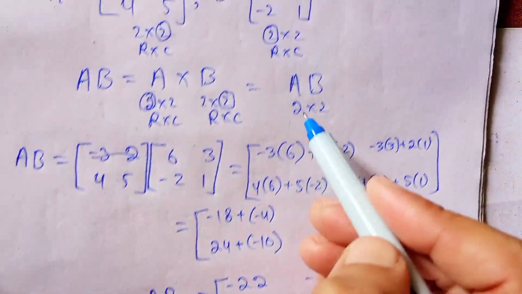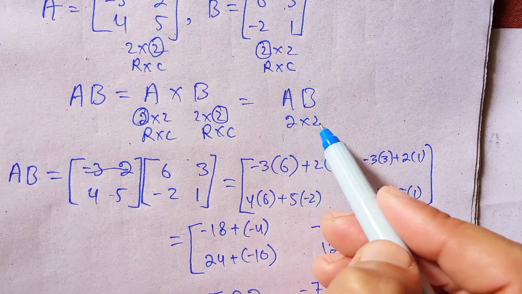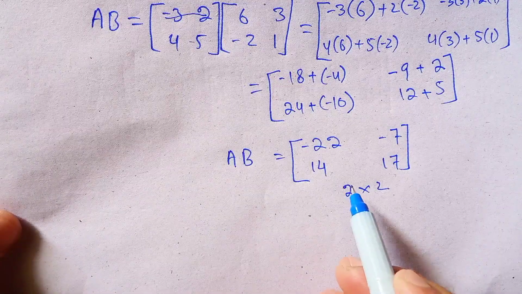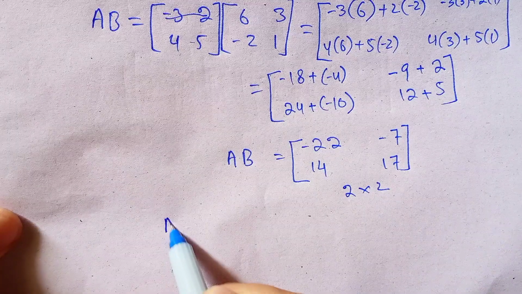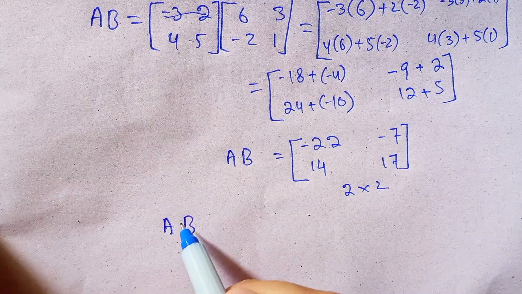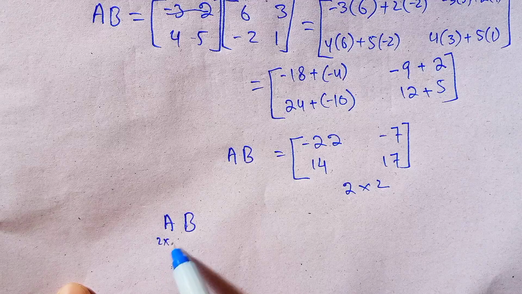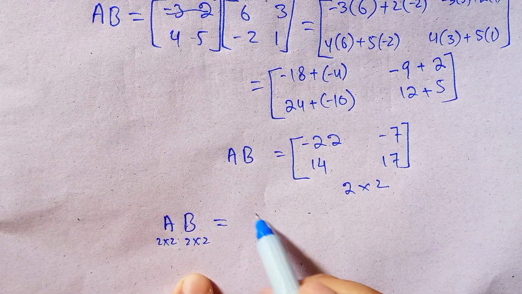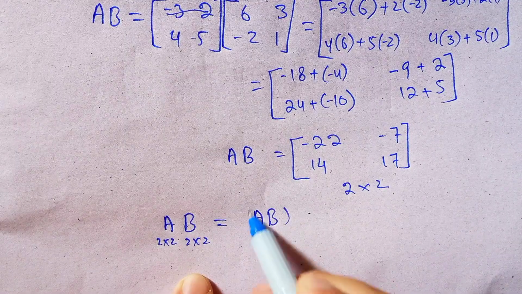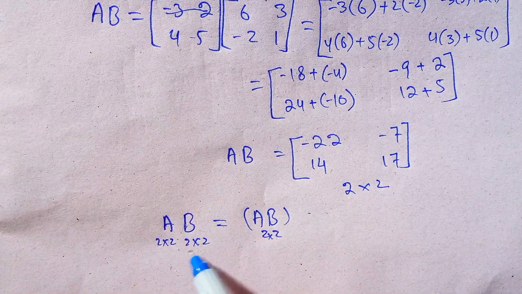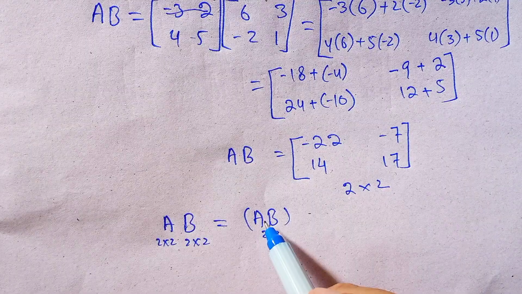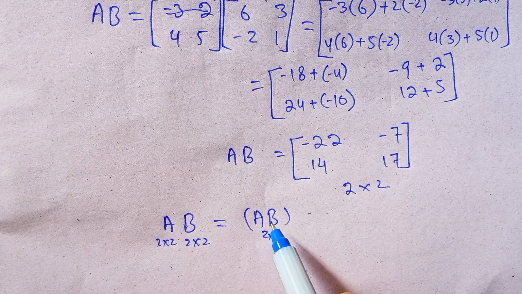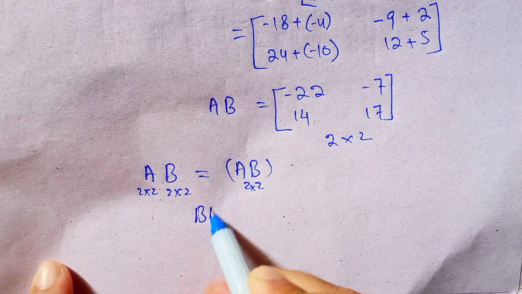Just like we showed, the order of matrix AB will be a 2 by 2 matrix. From this we can verify that if we have two matrices A and B and we have to multiply them, and the order of the two matrices is 2 by 2, then the order of the product will also be 2 by 2. The outer numbers represent the order of the resultant matrix. Just like here, this is 2 and this is 2, and the resultant matrix is also a 2 by 2 matrix. B multiplied by A.